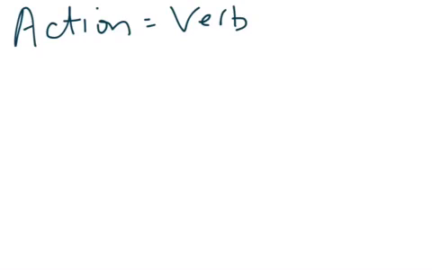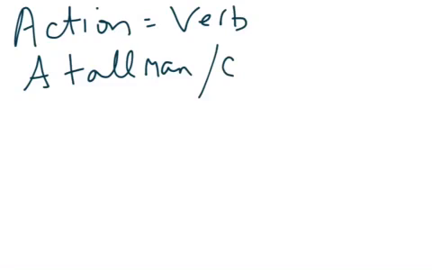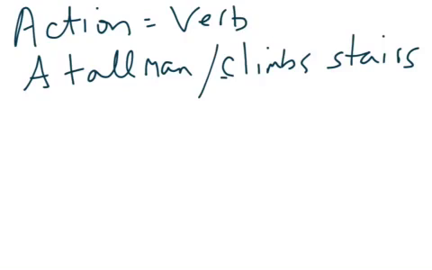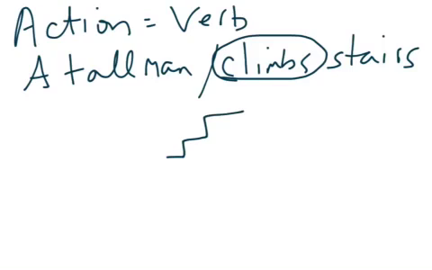Let's look at our sentence again. A tall man, which is the subject, climbs stairs, which is the predicate. Where is the action? Here's the action, climbs. Okay, here we go. Our tall man, make him taller this time, is climbing the stairs. This action of climbing you can see.